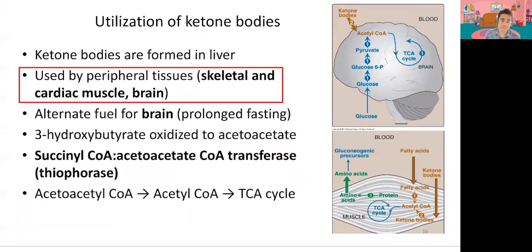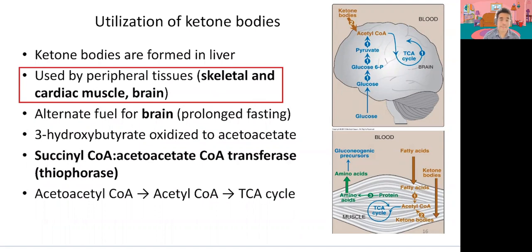Utilization of ketones, where does it get used up? It's used up in your skeletal muscle, cardiac muscle, and the brain, because they all need a constant supply of glucose, right? And if they don't get it, they can use ketones. Sorry, I forgot to put heart muscles. Yes, heart muscles as well.